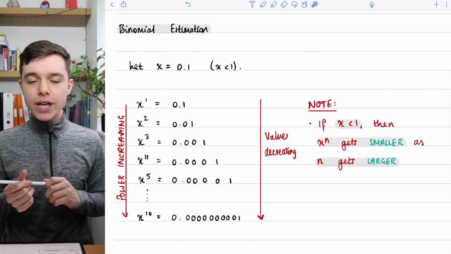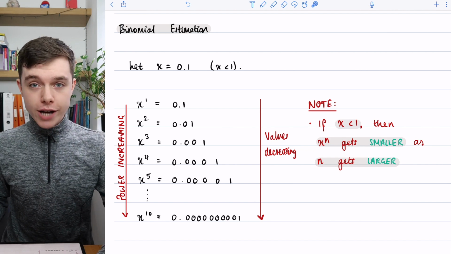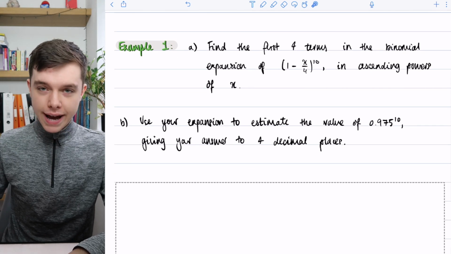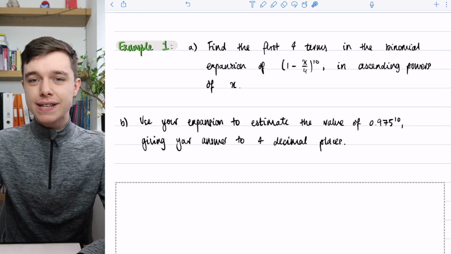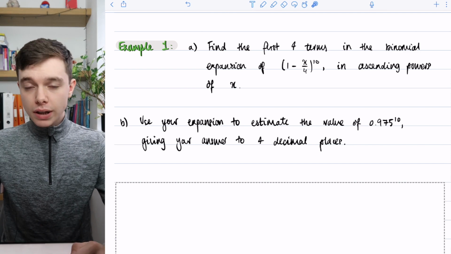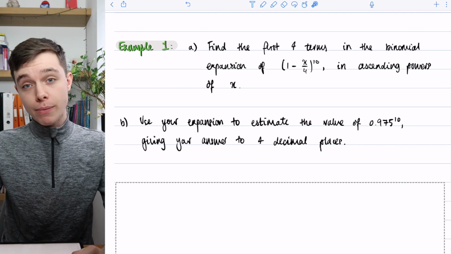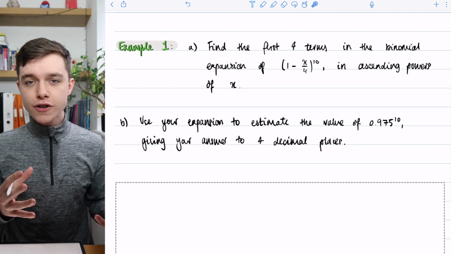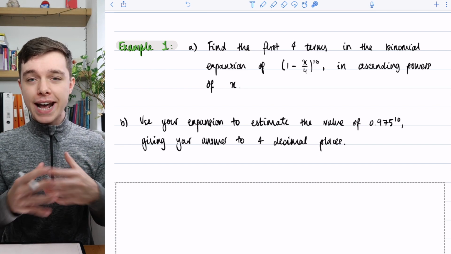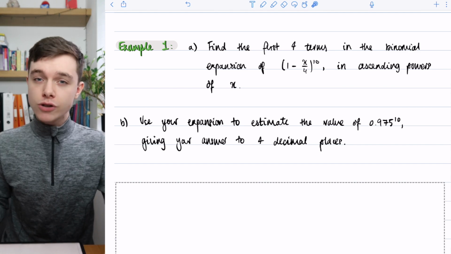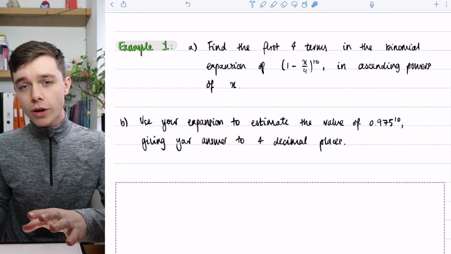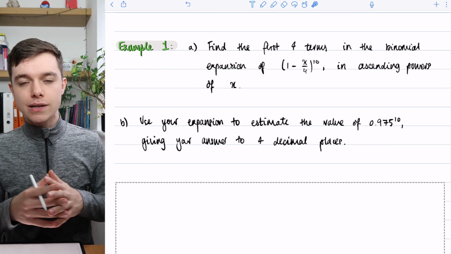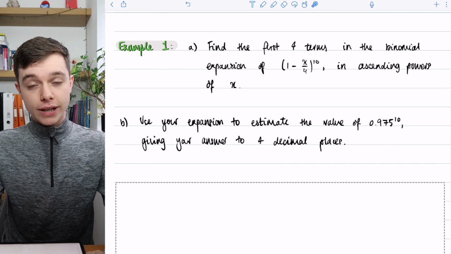So let's see how we can adapt this to a question and how we can actually use estimation. I only have one example for this because I think it's pretty simple. What you will get in a binomial estimation question is possibly two parts. The first part is most likely going to be an expansion. I've actually already done this expansion. If you want to pause and have a go, do. If you're unsure, have a look at a previous lesson where we go through the binomial expansion.